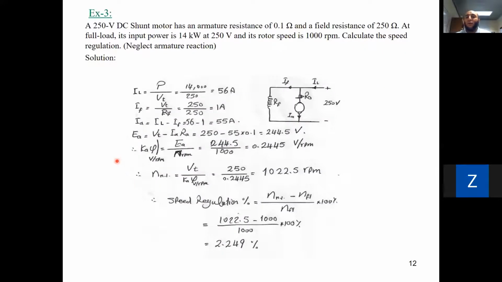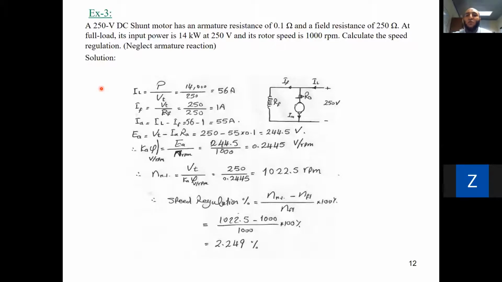Another example here, Shabab, for DC shunt motor. A 250 volt DC shunt motor has an armature resistance of 0.1 ohm and field resistance of 250 ohms. At full load, its input power is 14 kilowatts. So this is the condition of rated or full load at 250 volt. And its rotary speed is 1000 RPM.